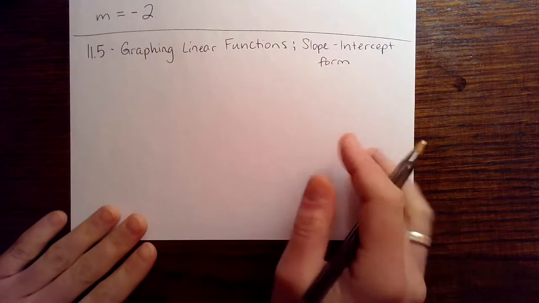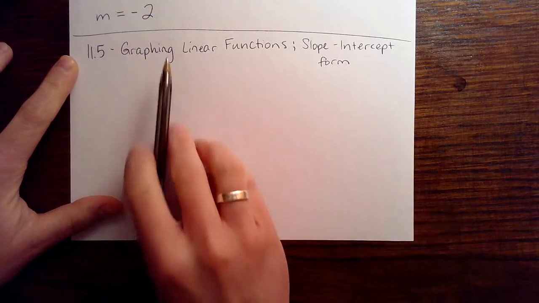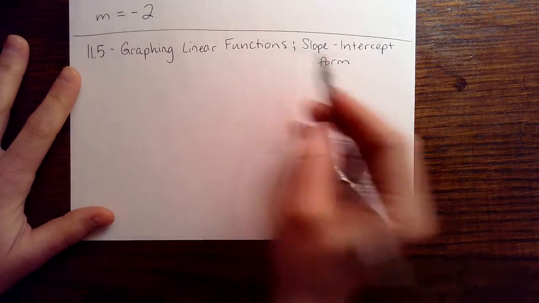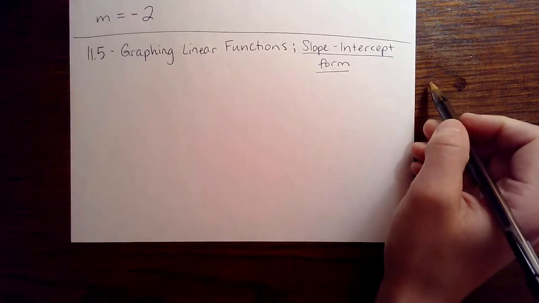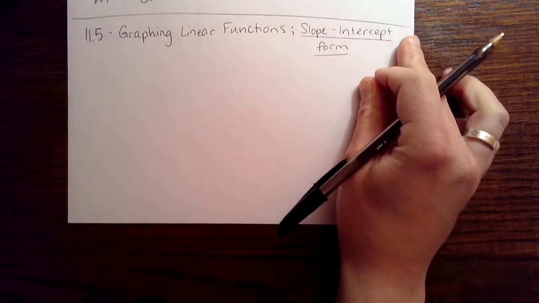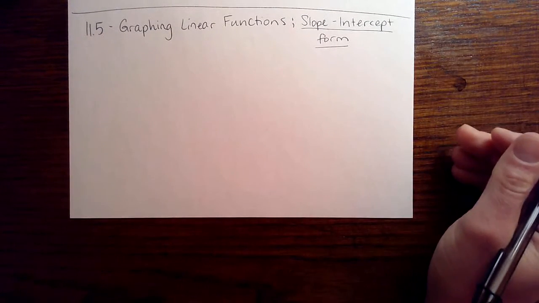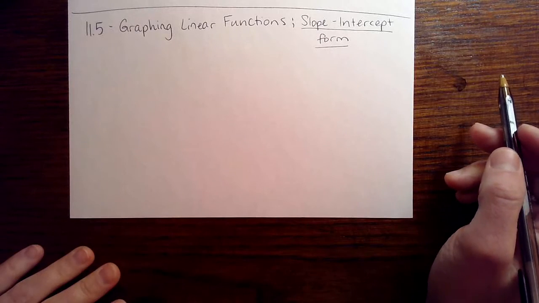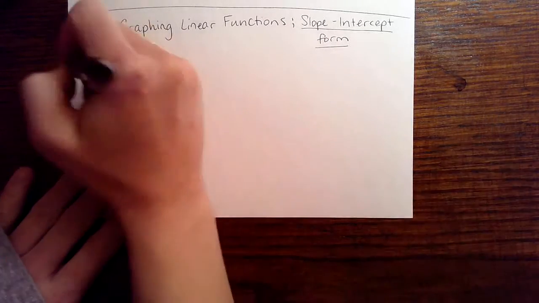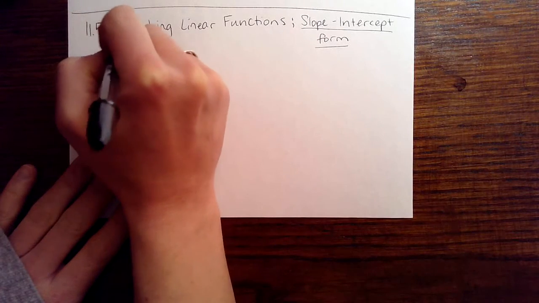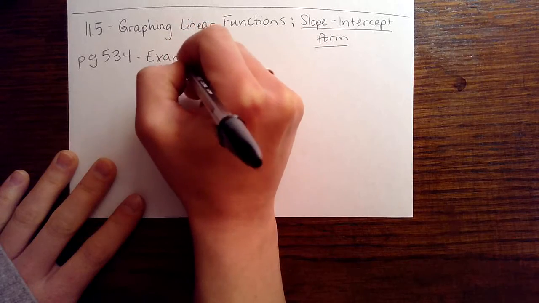Alrighty, this is part 1 of our section 11.5, graphing linear functions. Slope-intercept form is what we'll be focusing on. Part 2 of this lesson will be about using our graphing calculator, so we'll see both sides of it. And I do just want to make a quick glance at the first example that's listed in the book. We are on page 534, briefly talking through example 1.